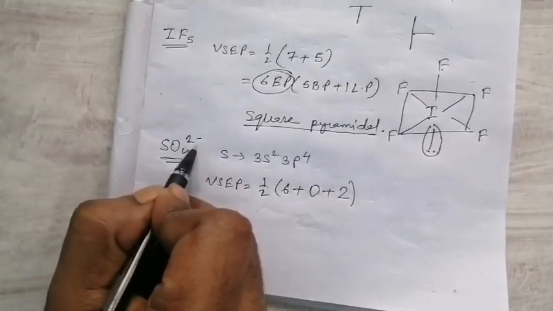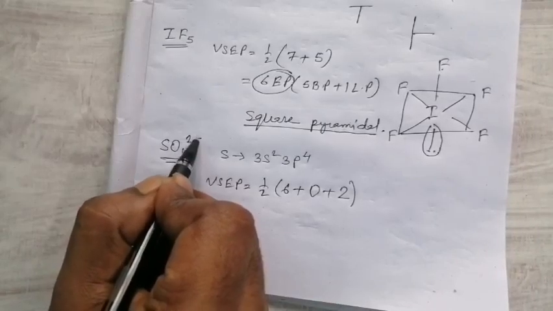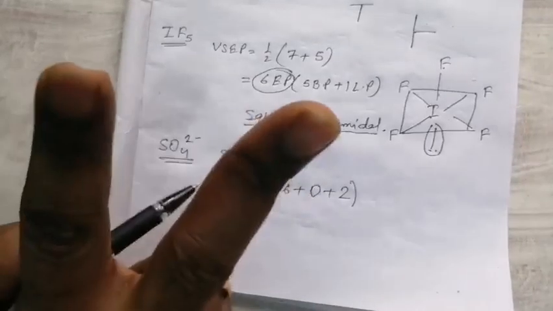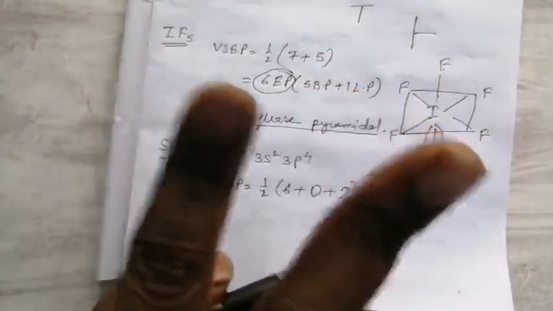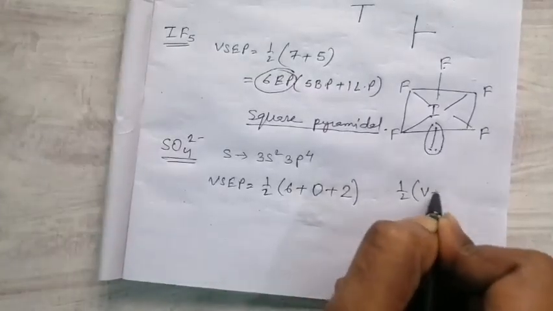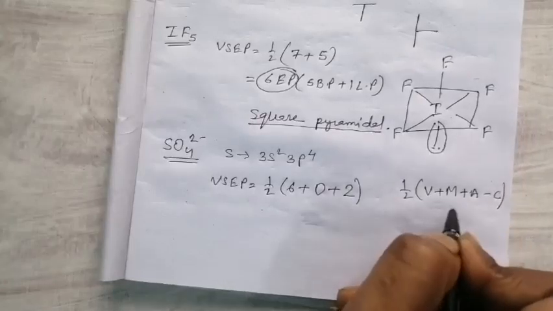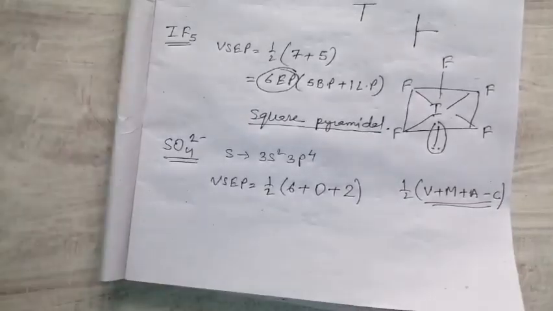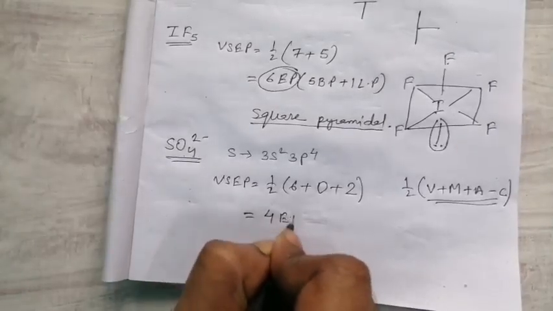It is 2 minus, that means minus means anionic charge, plus means cationic charge. So net anionic charge is 2. So you will add 2. If net cationic charge is 2, then you will minus 2. According to the formula, half V plus M plus A minus C. Memorize this formula. So it is coming out to be 4 electron pair.